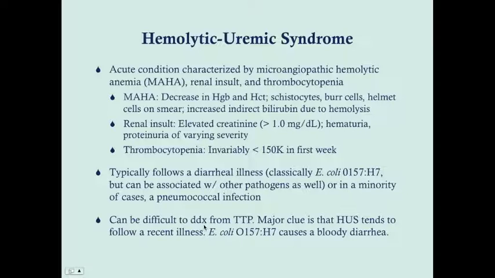It can be difficult to differentiate from TTP. But the major clue is that hemolytic-uremic syndrome usually follows some kind of recent illness, either upper respiratory infection or more commonly a diarrheal infection. And also remember that E. coli O157:H7 causes a bloody diarrhea, so that'll be a good hint for you. So TTP, in case you didn't remember, that's thrombotic thrombocytopenic purpura. And that tends to also run in families.